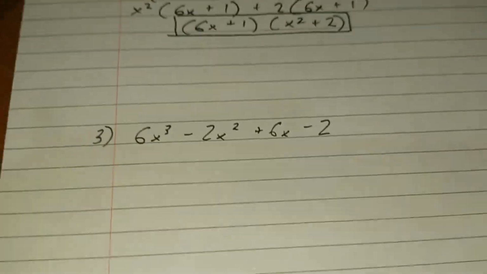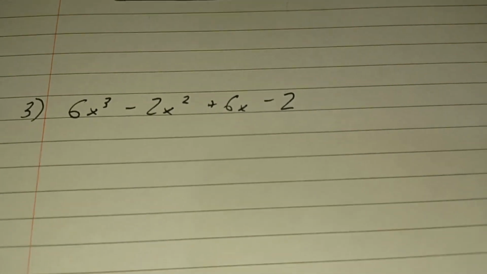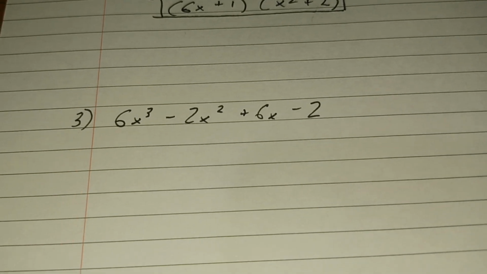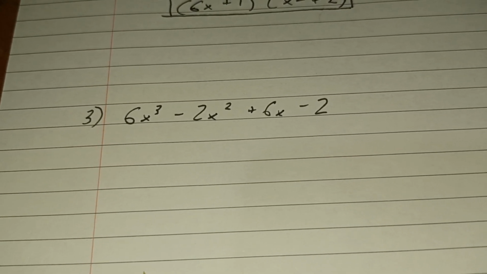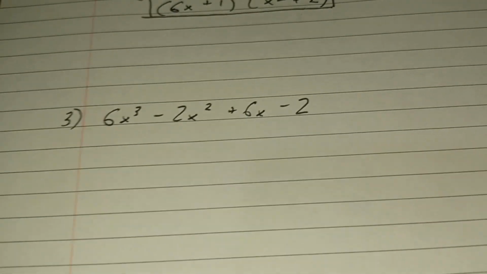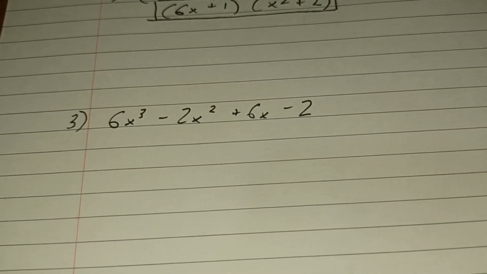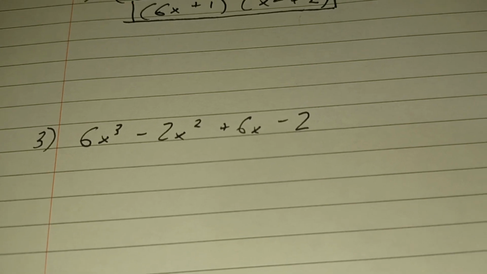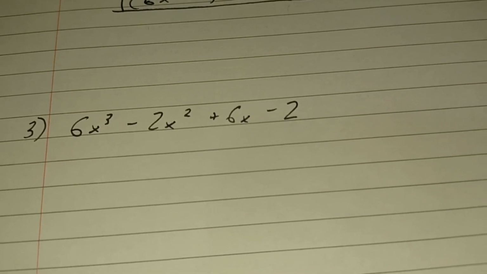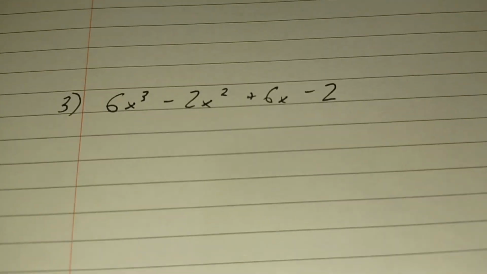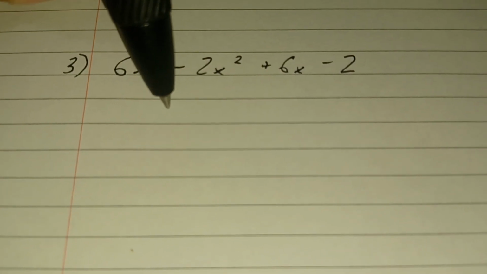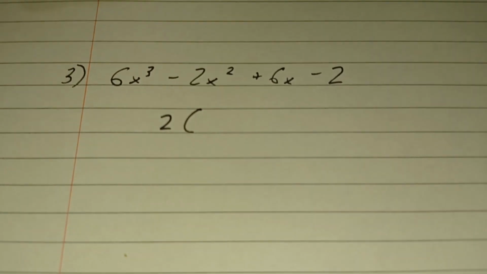Now, number 3, the last one. 6x cubed minus 2x squared plus 6x minus 2. Right off the bat, what can we factor out of this? We can factor out a 2, right? Let's do it down here. Let's factor out a 2.